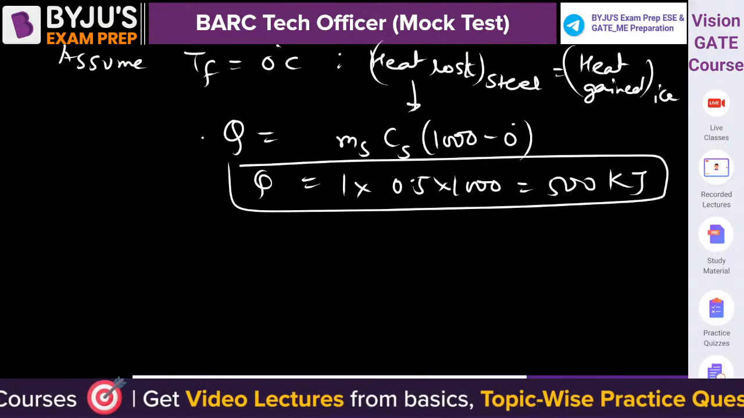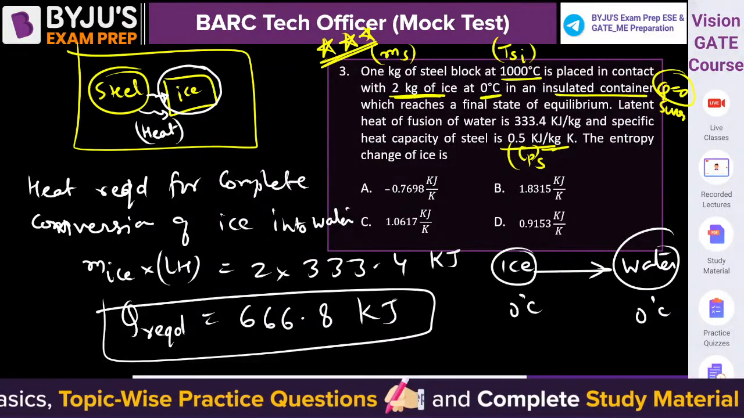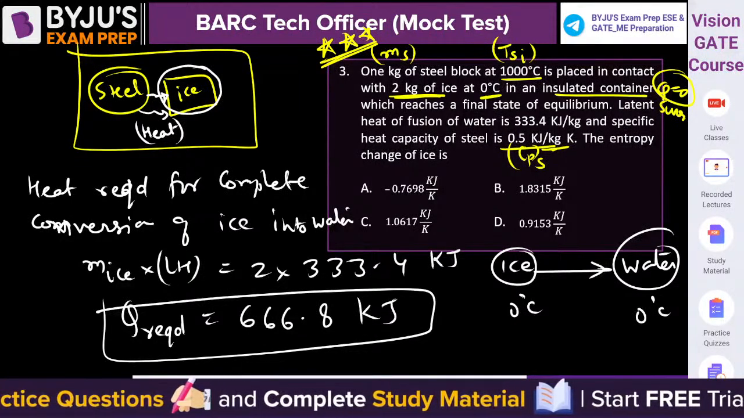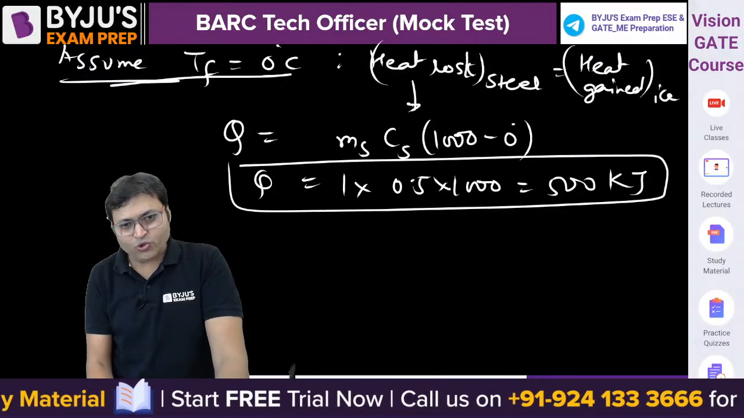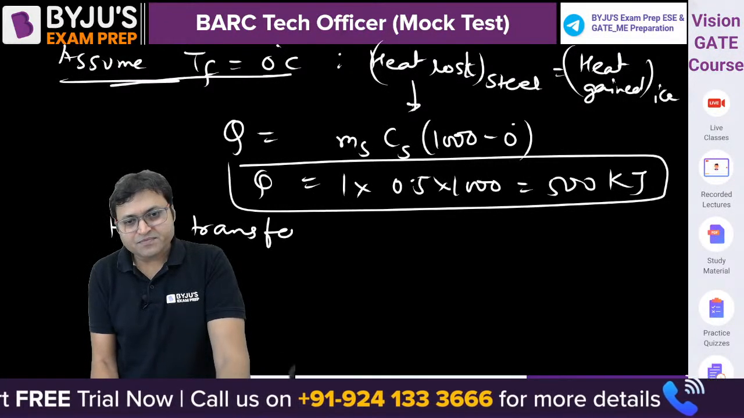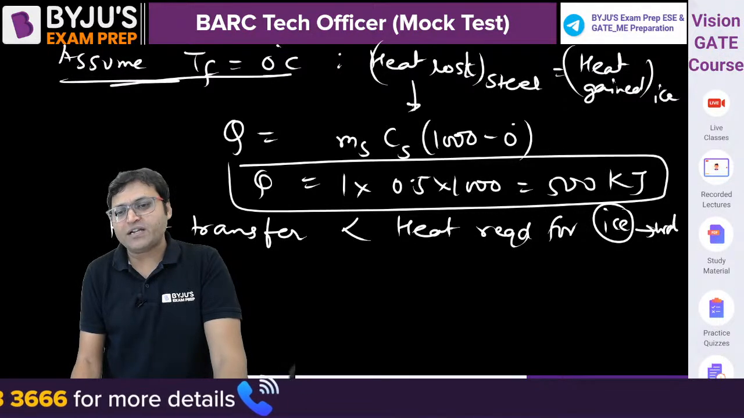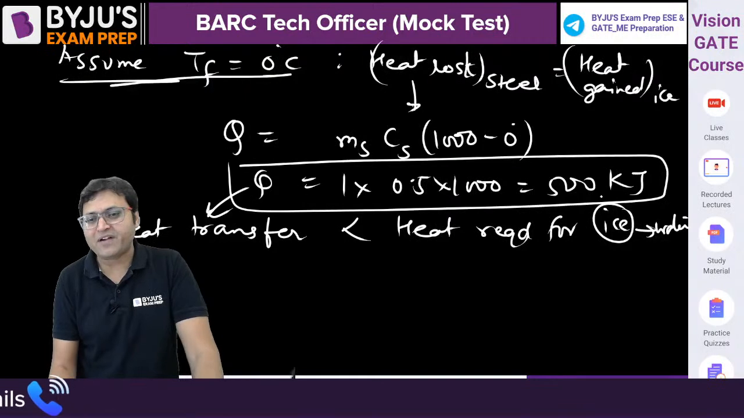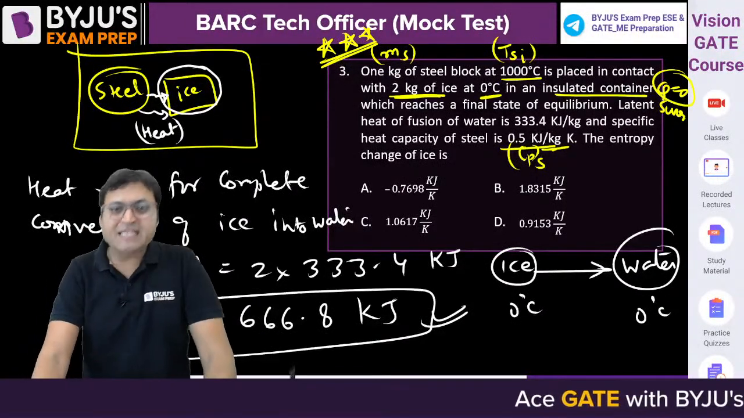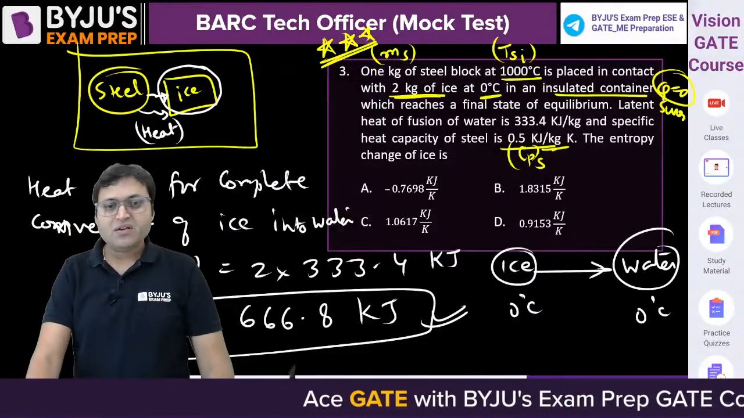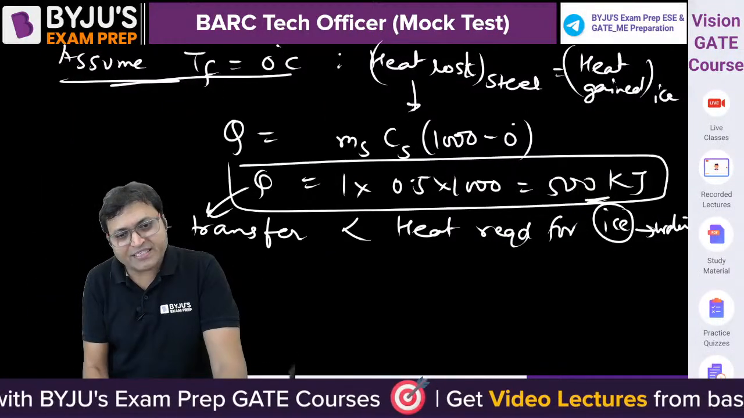So heat transfer is equal to, if we assume the final temperature to be 0 degrees Celsius, because ice is completely converting into water, that is what we are assuming, then the final temperature of the system will be 0 degrees Celsius, isn't it? So for final temperature of the system to be 0 degrees Celsius, the heat transfer will be 500 kilojoule. So we can say this heat transfer will be less than heat required for complete conversion of ice into water. Do you agree? It means there is a partial conversion of ice into water. So the ice is converting into water, so there is a phase change in ice.